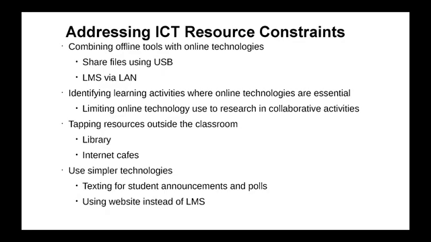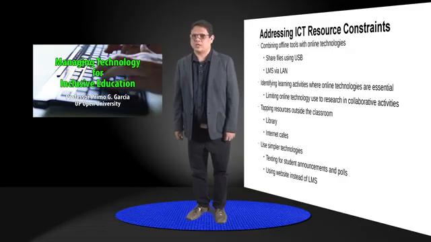We can also identify learning activities where online technologies are essential. Like in the case of collaborative activities, we could limit the online technology use to the research part. Tapping resources outside the classroom is another approach. We can make use of the library or the local internet cafes. The teacher can also use simpler technologies like using texting for student announcements and polls, and using a website instead of a learning management system which requires technical maintenance.